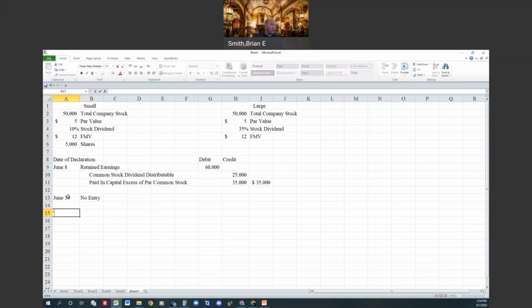And then our date of payment on July 15th is going to be a debit to common stock dividend distributable for the $25,000 and a credit to common stock. That's it.